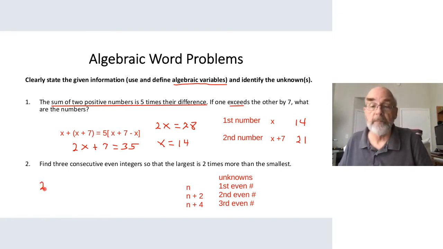2n. So that the largest is 2 times more than the smallest, which is just 2, is equal to the largest. And the largest in this case is going to be n plus 4, like you said. Perfect. All right, subtract n from both sides. Yep. Your algebra stuff. So this, of course, requires that you know algebra.